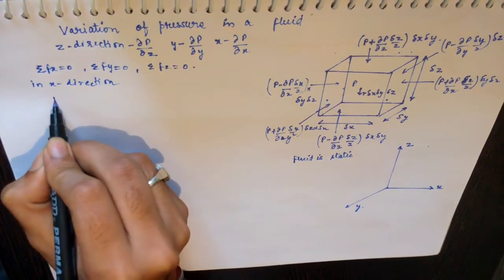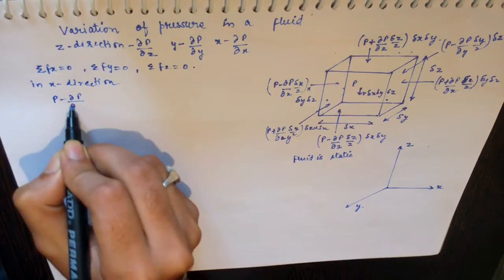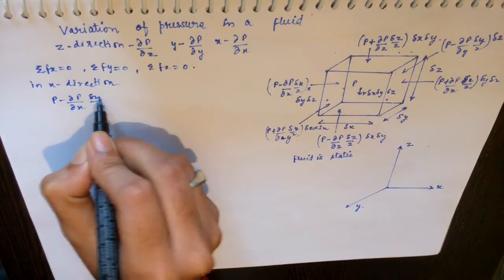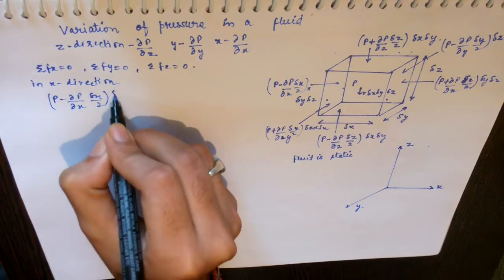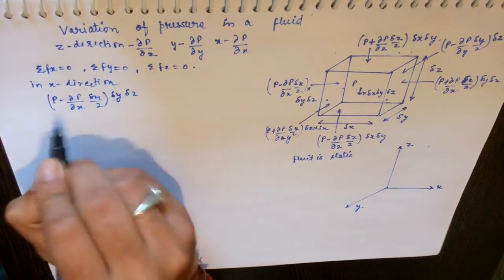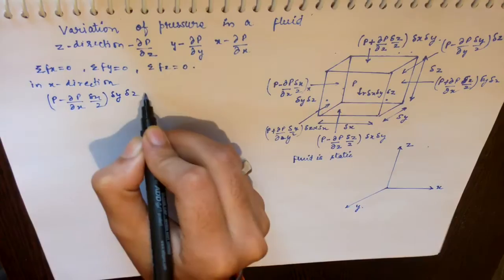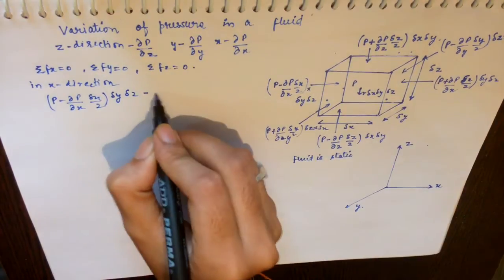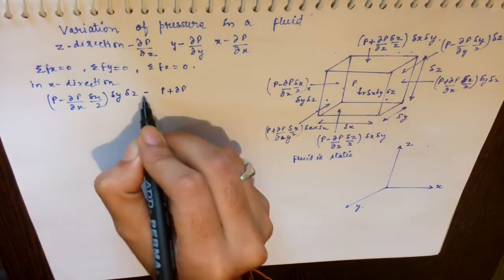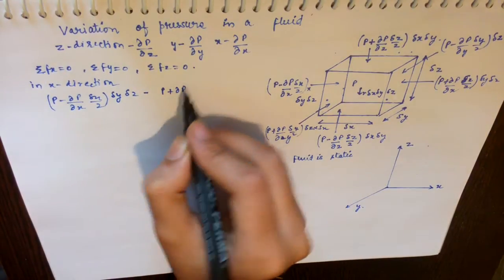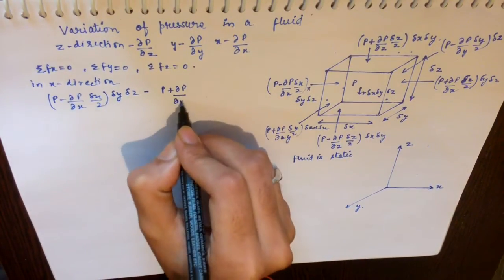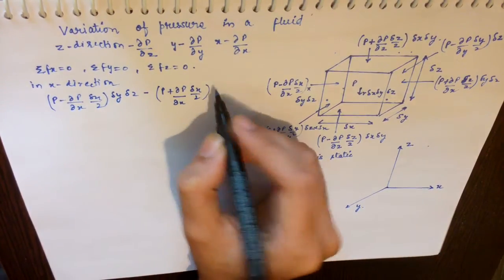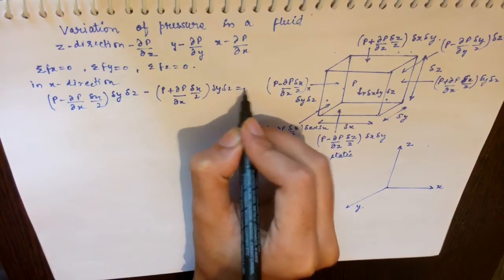If we solve it, p minus del p divided by del x into delta x divided by 2, times delta y delta z, is acting towards the positive x axis, so this will be positive. And minus p plus del p divided by del x into delta x divided by 2, times delta y delta z, is negative because it is acting in the negative direction, and the sum equals 0.